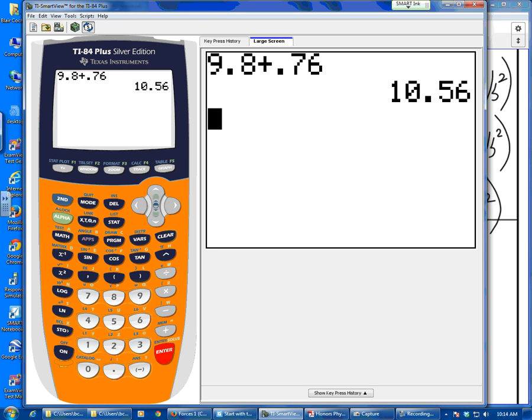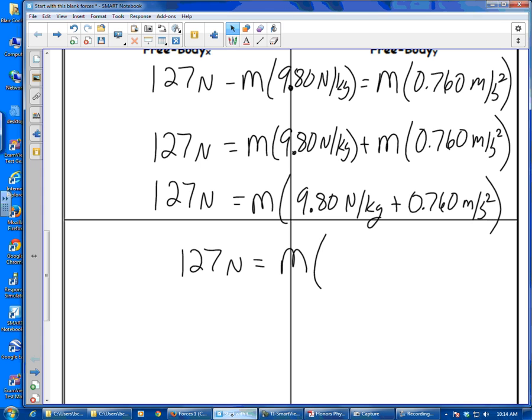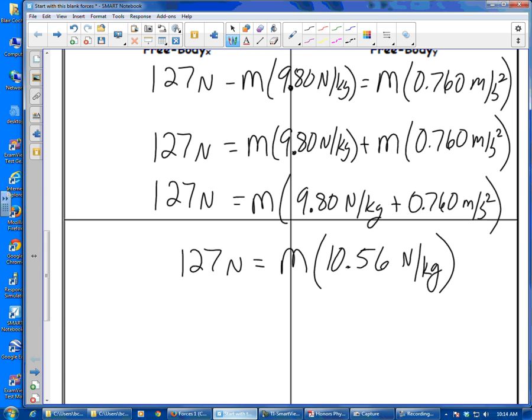9.8 plus 0.76 is 10.56, times m, and I'm going to stick with meters per second squared. I can pick either one. Actually, I'm not going to stick with meters per second squared. I'm going to write it as newtons per kilogram, because I think maybe more people, when I do the next math step, will see why I come out with kilograms. But you're right, they're exactly the same.